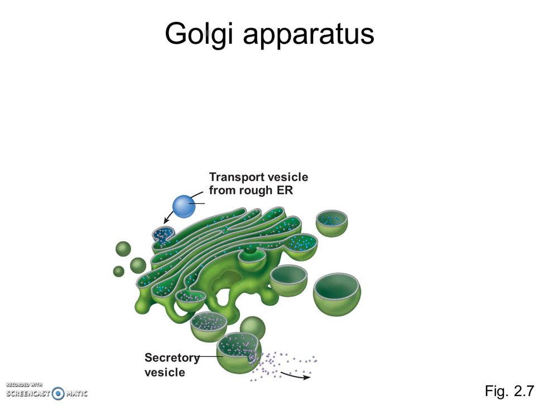Now let's talk about the Golgi apparatus. So what happens to those proteins once you make them? How do you get them out? The Golgi apparatus serves somewhat like your UPS.